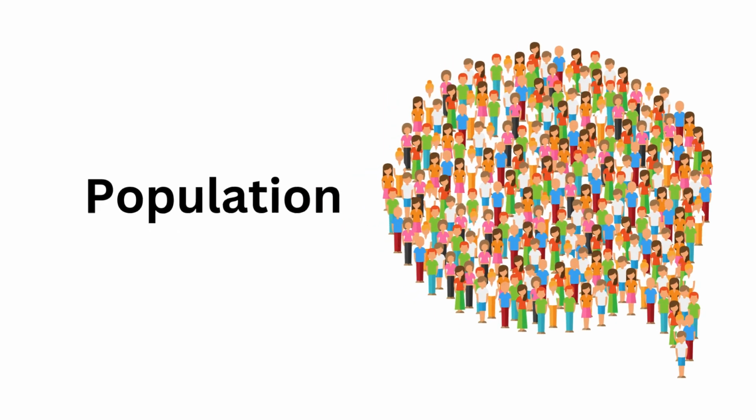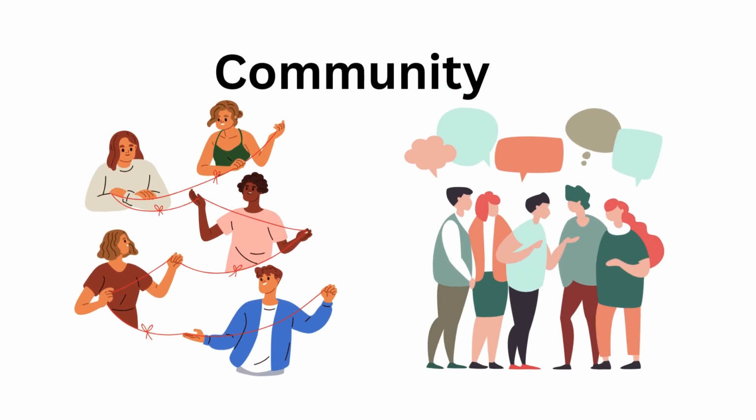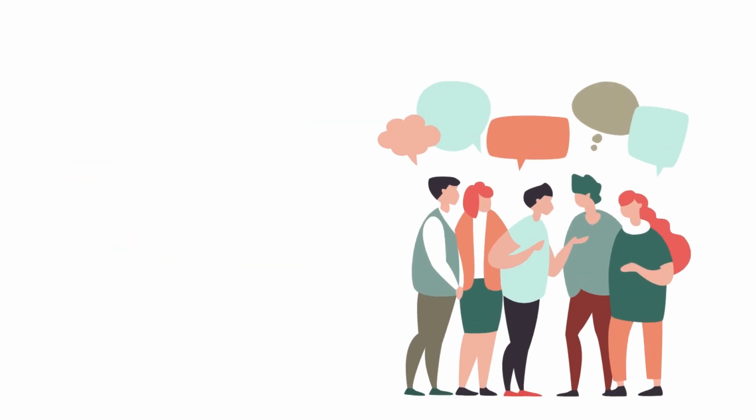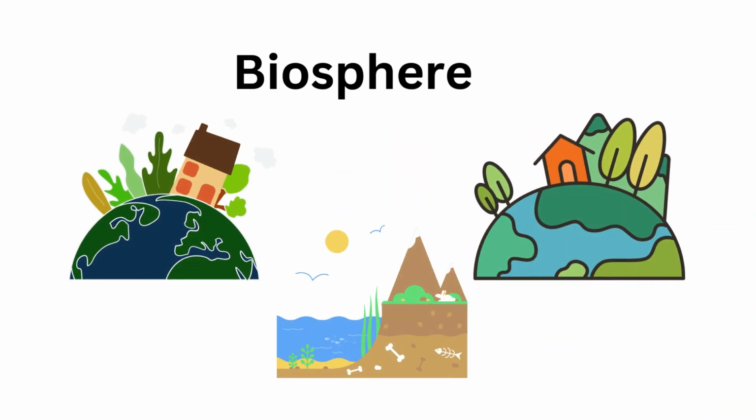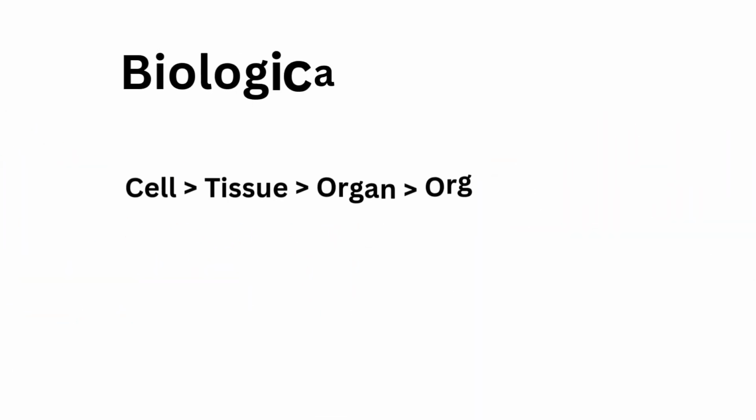A population, a group of organisms of the same species living together in the same area. Community, different populations living together. And ecosystem, community of living organisms interacting with their environment, both living and non-living things like air, water, and soil. And finally, biosphere, the zone of life on Earth where ecosystems exist. So, to make it much simpler, here's the hierarchy of the biological organization.